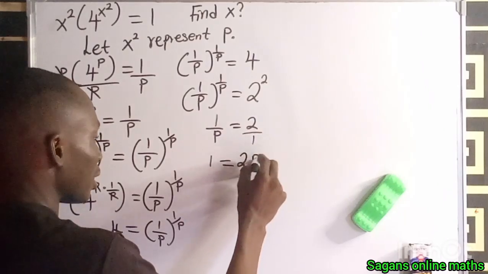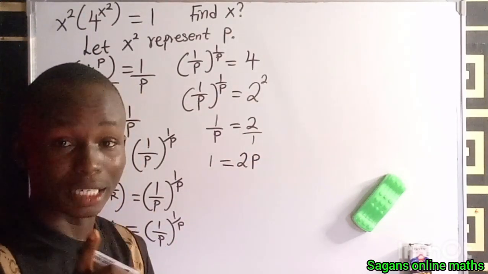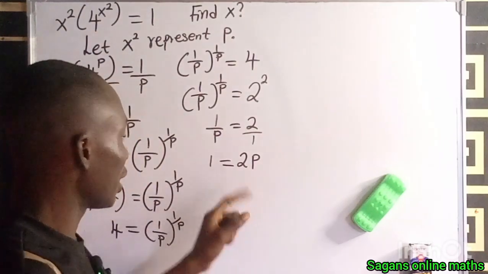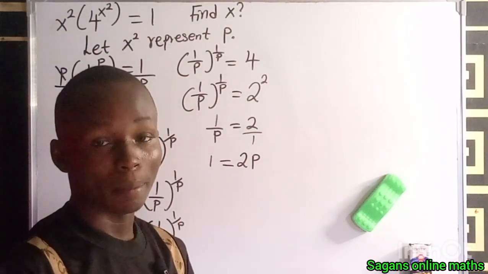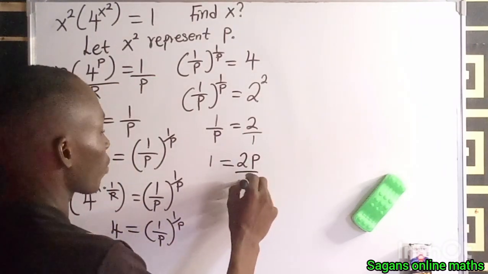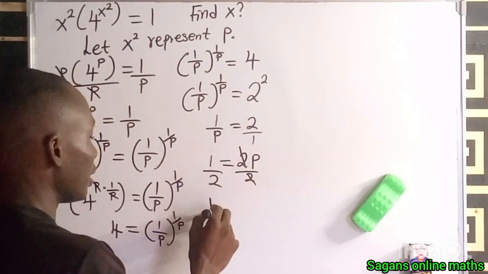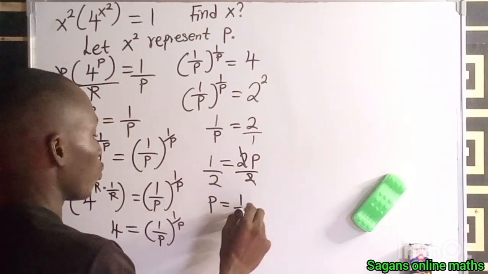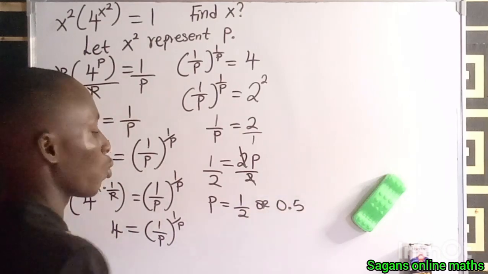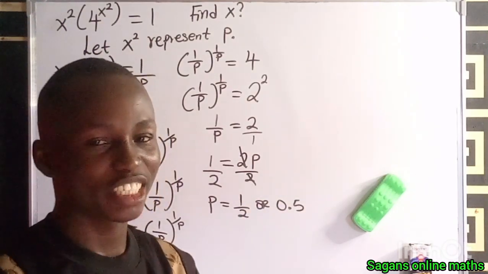2p. Okay? Now remember, I said earlier that if you can find the value of p, we'll know the value of what? X. Okay? So what we are going to do here is divide both sides by 2, so that we can have the value of p. So if we divide here by 2, we also divide here by what? 2. We'll now see that p is equal to what? 1 over 2, or 0.5. Wow, this is pocket genius. I love this. Can you see how simple and interesting it is?